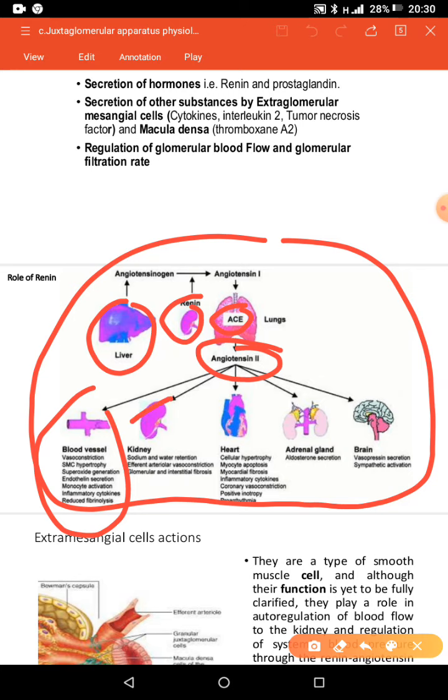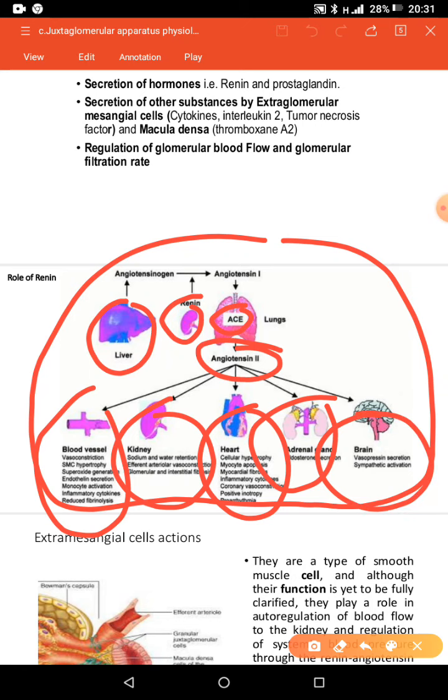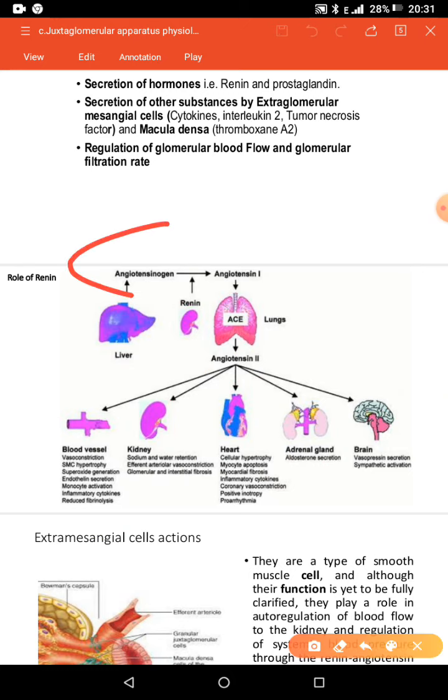Angiotensin 2 also influences reabsorption of sodium and water. That is, it increases reabsorption of water. On the heart, it causes cellular hypertrophy. On the adrenal gland, it stimulates the adrenal gland to produce aldosterone so that there is increased absorption of sodium. And then on the brain, it stimulates vasopressin secretion and sympathetic activation. As we know, ADH prevents diuresis, so it increases water reabsorption. We are going to come again to this, but here it's important to know that renin is secreted whenever there is low blood pressure or whenever the extracellular volume is decreased.